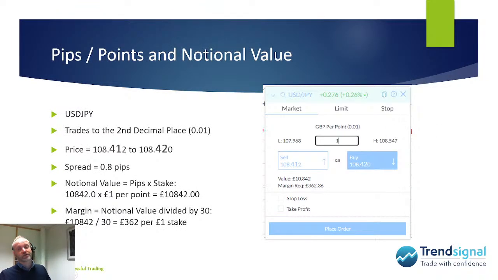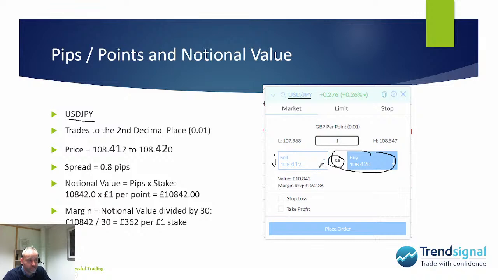So let's go through another example. This is an example for dollar yen. So we can see the buy price here. If we think the market's going to rise, then we hit the buy price. If we think the price is going to go down and we want to sell, we hit the sell price. Okay. So what we're seeing is that US dollar JPY, dollar yen, is traded at 108.41 to 108.42, broadly speaking. The spread is 0.8 points.